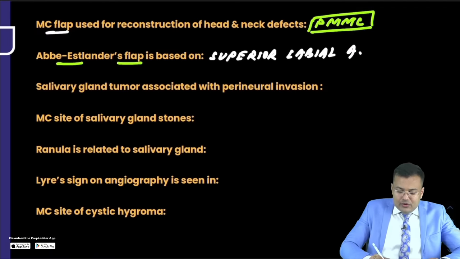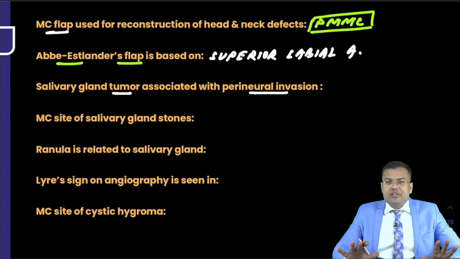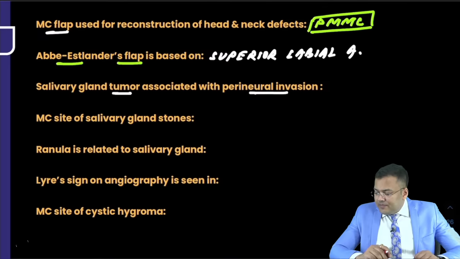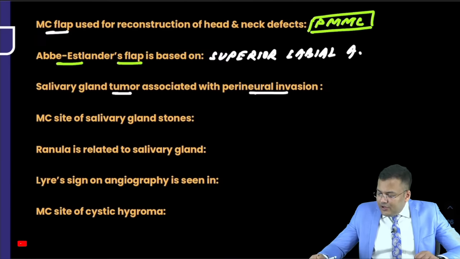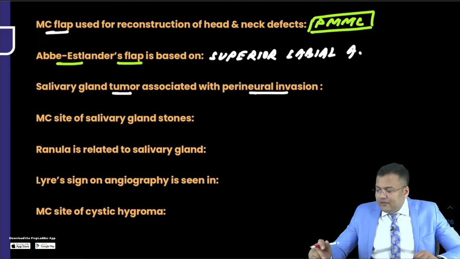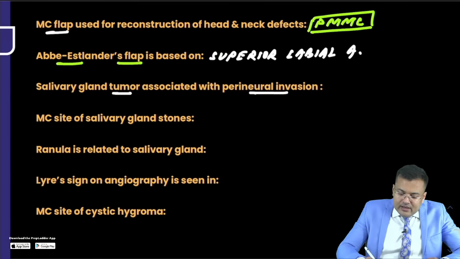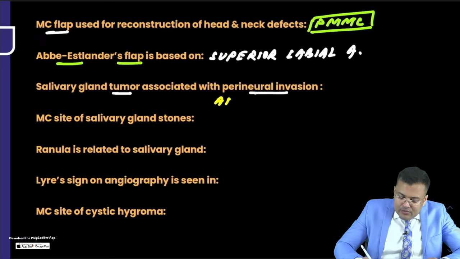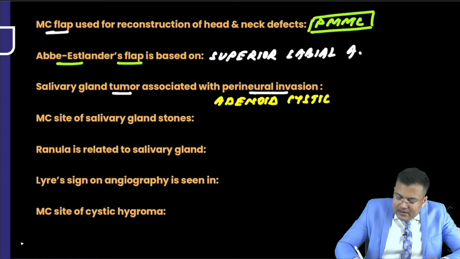Next question, all of you know, salivary gland tumor in which there is perineural invasion. Easiest question asked frequently in pathology. Salivary gland tumor with perineural invasion. Let me see who's the first person to reply. Yes. Suprit Singh Khurana, you are correct. This is adenoid cystic carcinoma. It's the most common malignant tumor of minor salivary gland. So this is adenoid cystic carcinoma.